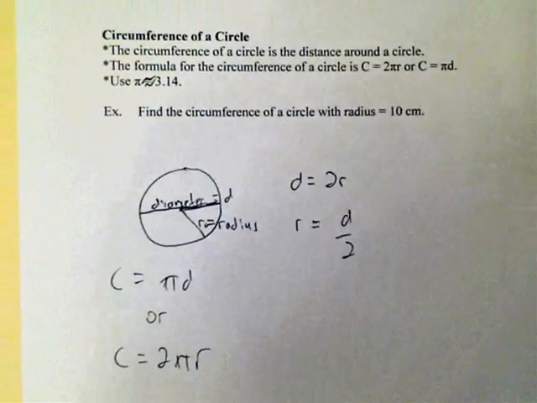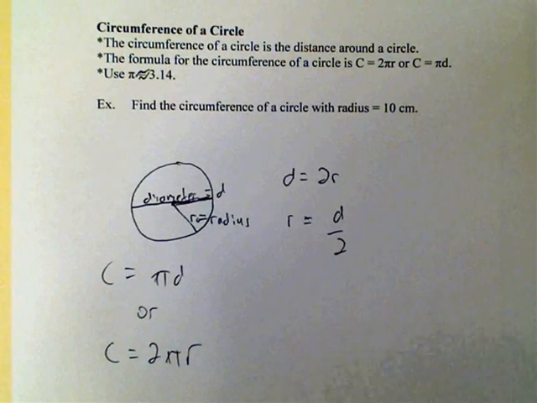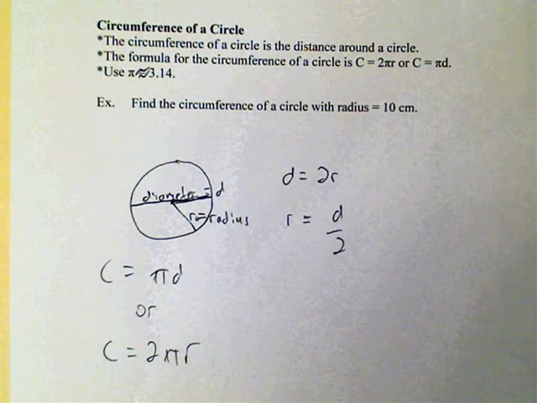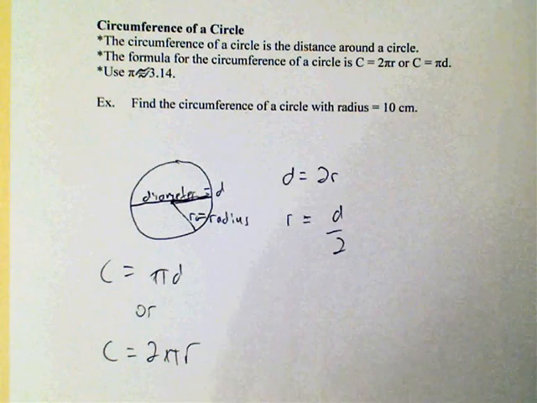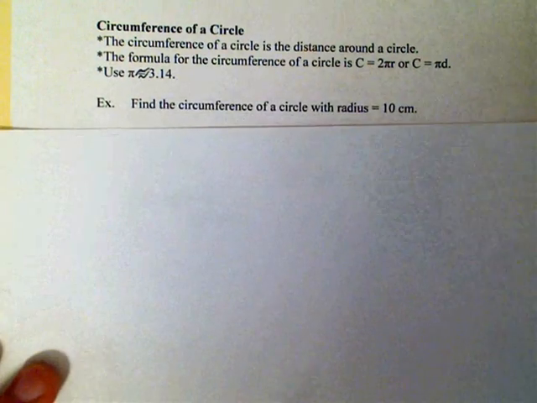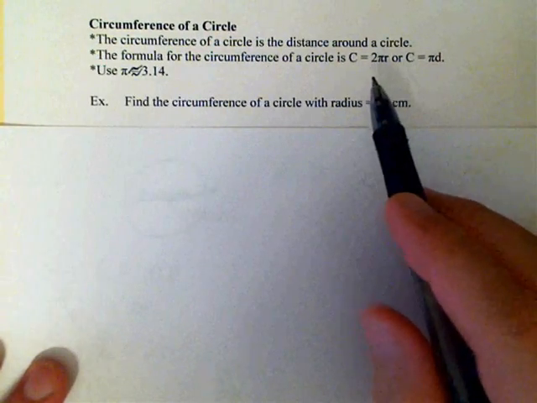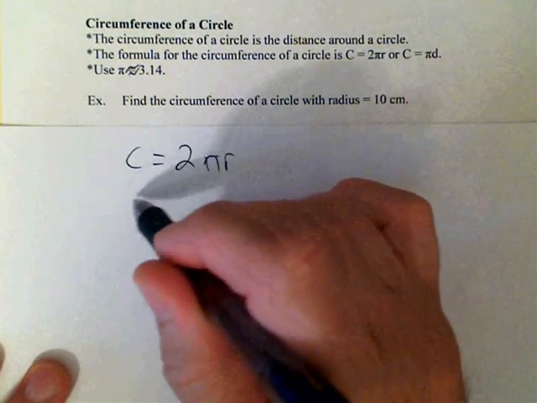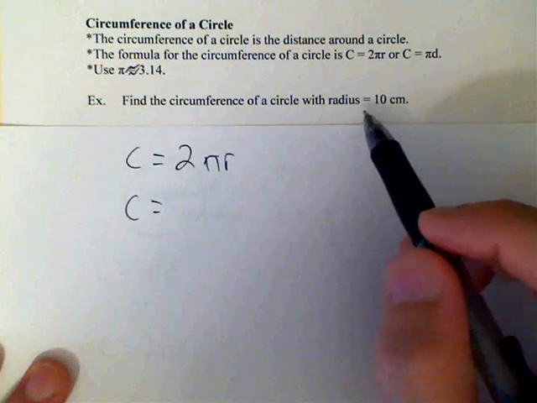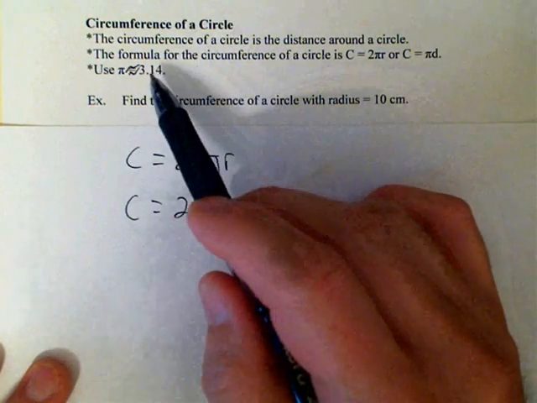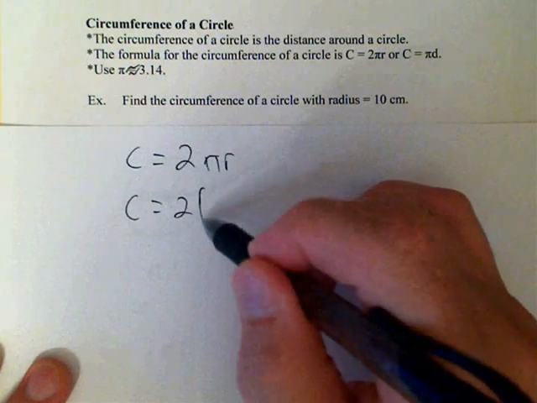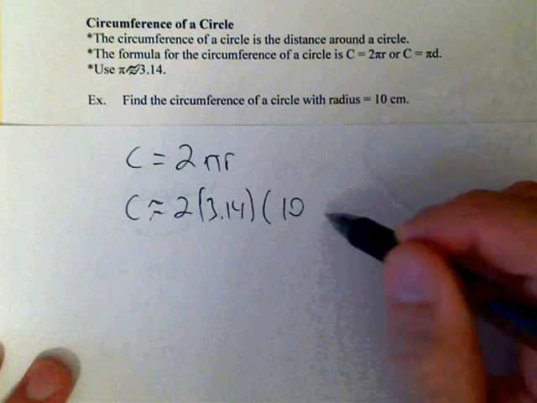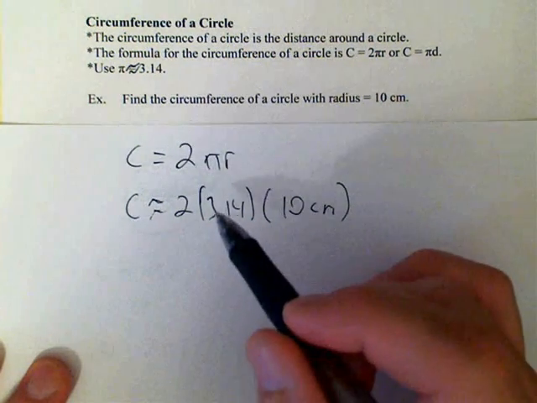Now, let's complete this problem that was first asked. Find the circumference of a circle with radius equal to 10 centimeters. And so, to do that, I'm going to use C equals 2 pi r. I'm always going to use that. And since we're given the radius is 10, and we're going to approximate pi with 3.14, we're just going to substitute those in. And that's basically all you're doing.